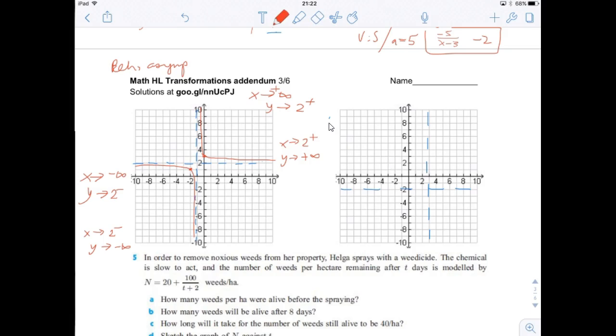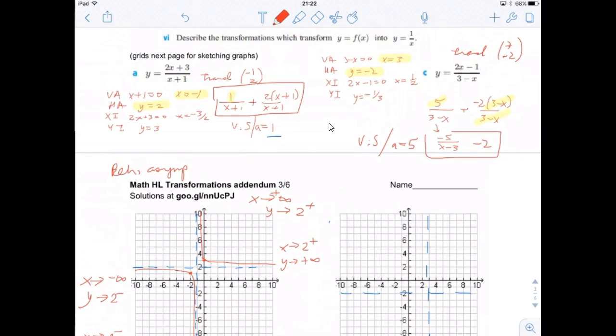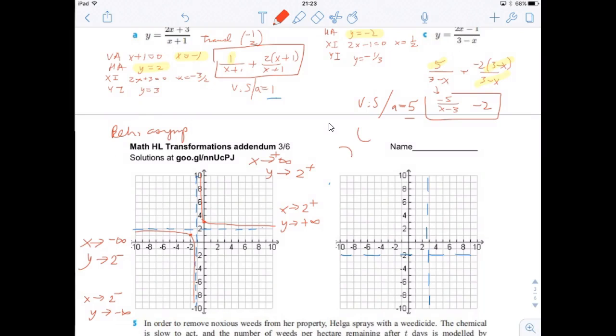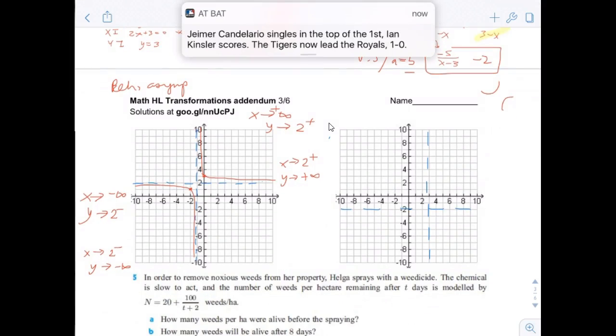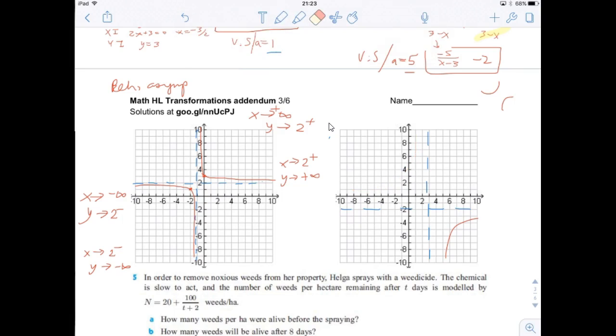And let's graph the other one. So this one here has a vertical stretch of 5. Okay, and the other thing is that it's a negative rational function. So that means instead of being in the first and the third quadrant, it's in the second and the fourth quadrant. So one quadrant is going to be as here, and one quadrant is going to be as here, and it's going to be stretched 5.